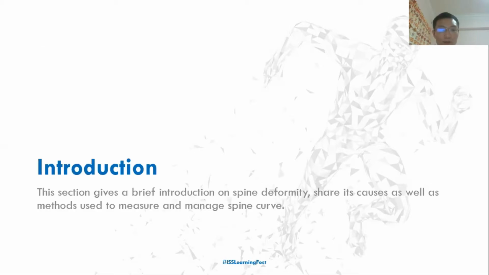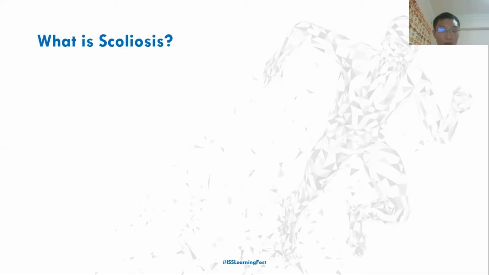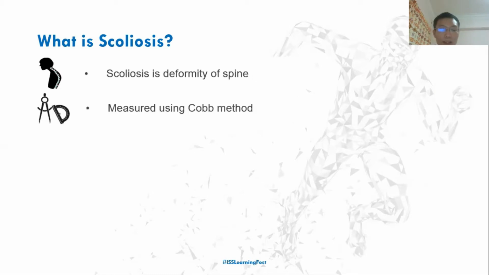The introduction will give a brief introduction on spine deformity, share its causes as well as methods used to measure and manage spine curve. So what is scoliosis? Scoliosis is the curvature of the spine and is measured using the Cobb method.